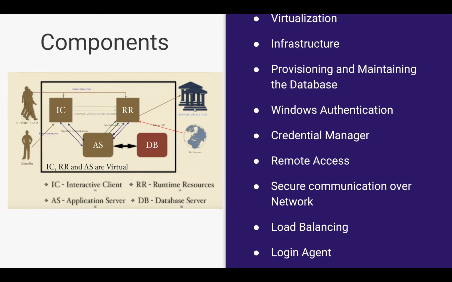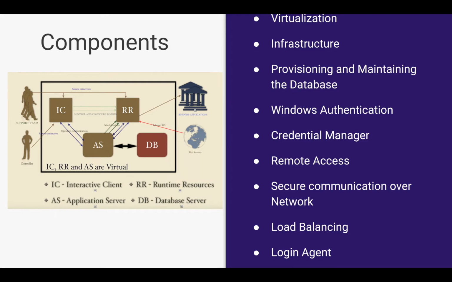As I mentioned in my previous video, the interactive client, runtime resource and the application server are the three components which can be virtualized. As I mentioned in the video, the color coding is self-explanatory. The brown ones are the virtualized components, and the red one, the database server, should be a physical configuration. This is the vendor recommended approach, and it is one of the main areas on the certification, which I mentioned as the first bullet point: virtualization.